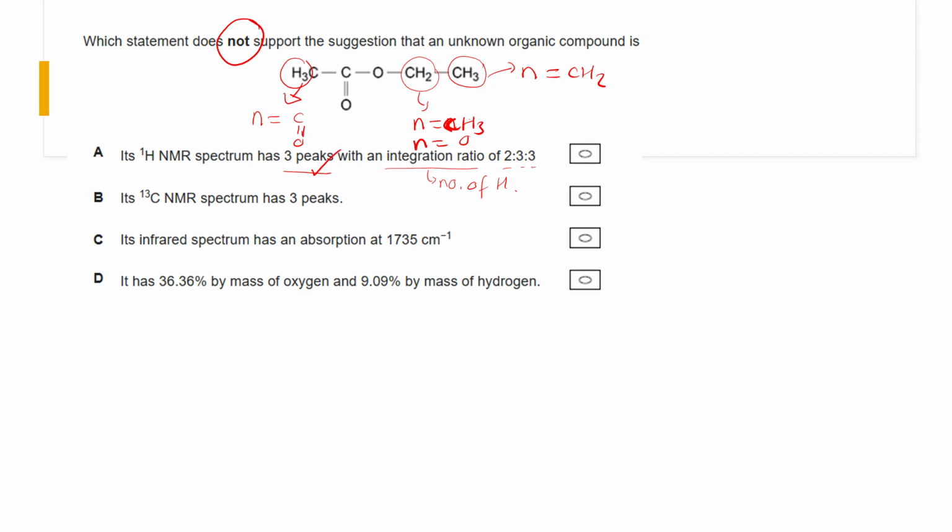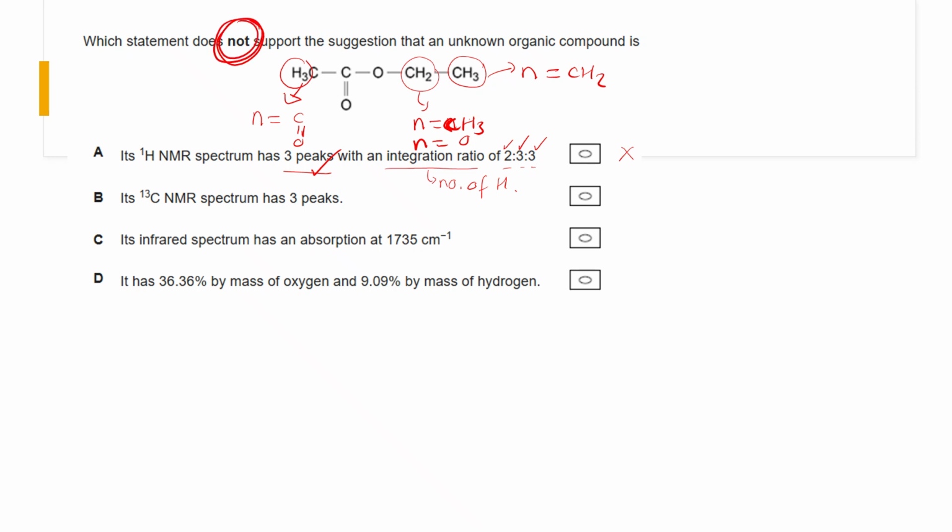Okay. Then the integration value is 2, 3, 3. So when you look at them, the first one on the left has 3 hydrogen in it, so that's 3. The second one on the right, so CH2 has 2 hydrogen in it, and the other one has 3 hydrogen in it as well. So that means that is correct. So that can't be the answer because remember it says not.